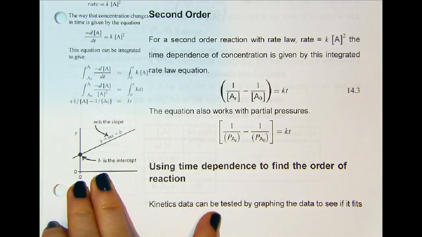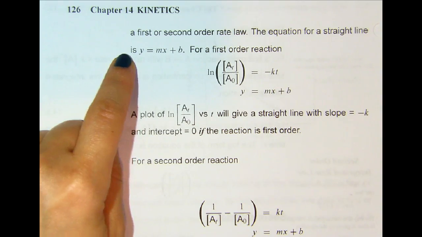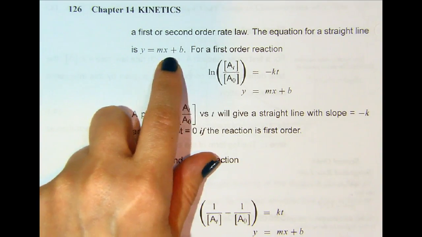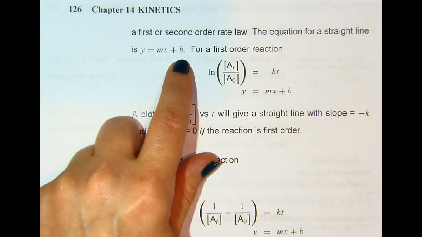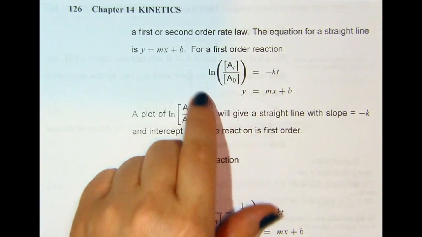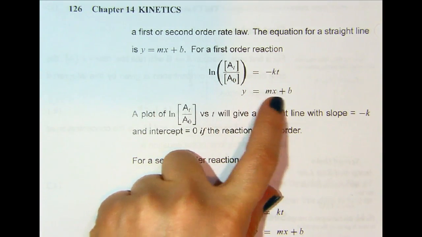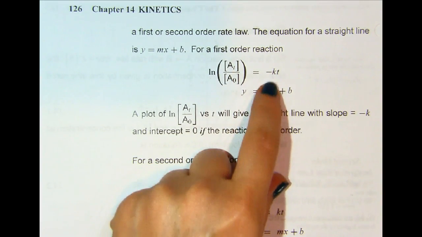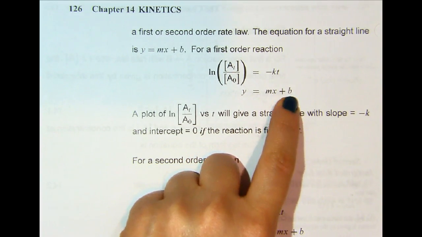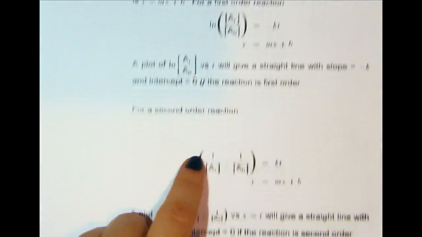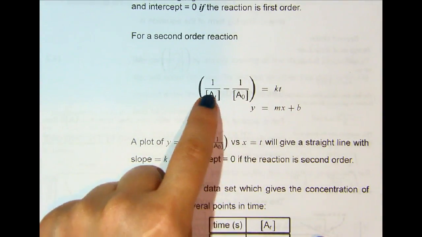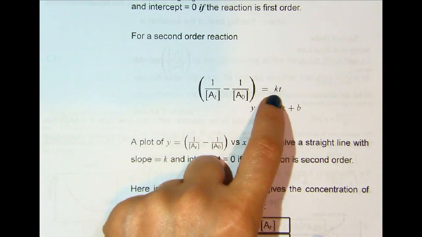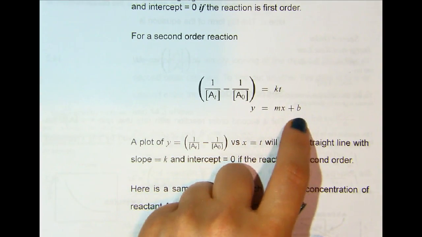Kinetics data can be tested by graphing the data to see if it fits a first or second order rate law. The equation for a straight line is y equals mx plus b. Recall that m is the slope and b is the y-intercept. For a first order reaction, you could have the equation set up as such, where y would be the natural log of [A]t over [A]0, the slope would be negative k, and b would be 0. For a second order reaction, we would have this equation where y would be 1 over [A]t minus 1 over [A]0, the slope would be k and x would be t, and the b would be 0.